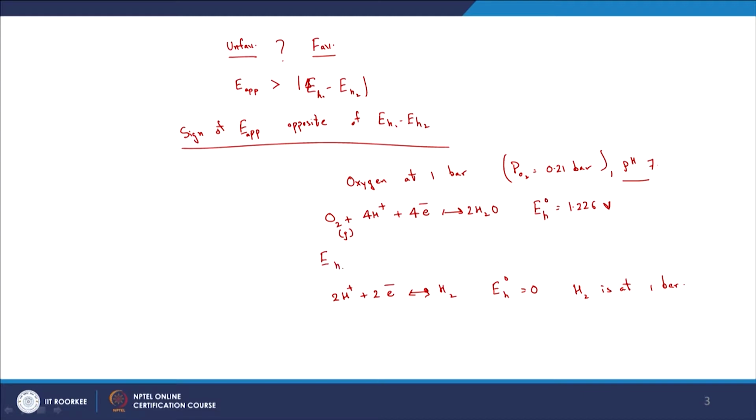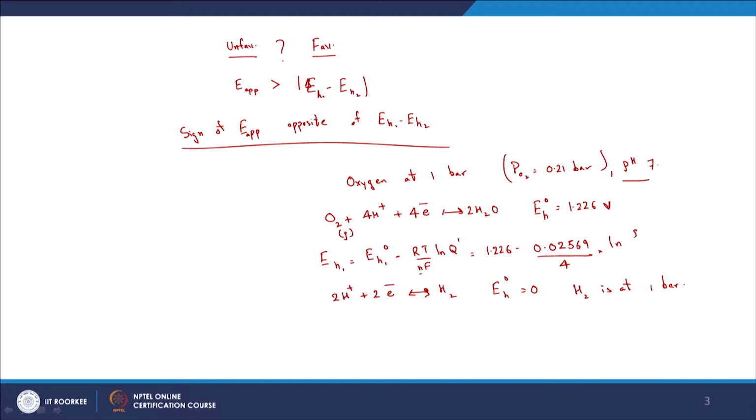So, EH1 is going to be equal to EH1 naught minus, again as we know, RT by NF natural logarithm of Q dash. EH naught is out here, 1.226, minus RT by NF, where N is the number of electrons being transferred, which is 4. The value of RT divided by the Faraday's constant at 25 degrees centigrade is 0.02569, divided by the number of electrons, 4, into natural logarithm of Q dash.